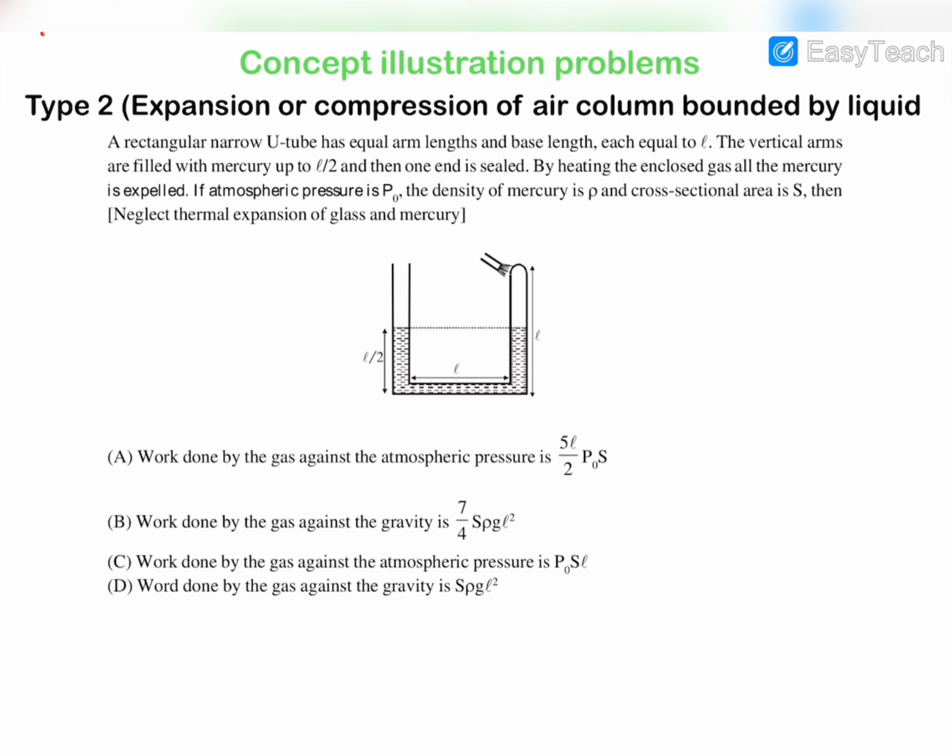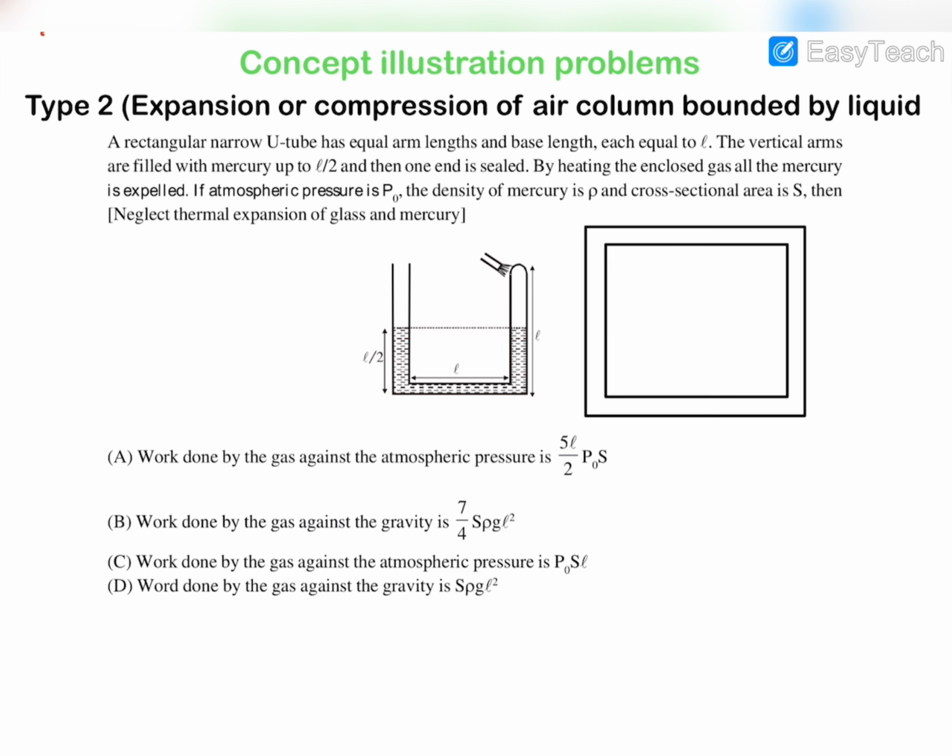If the density of the mercury is rho and the cross-sectional area is S, and we have to neglect the thermal expansion of mercury, we have to find out the work done against gravity as well as the work done against atmospheric pressure. So let us first of all draw the situation.